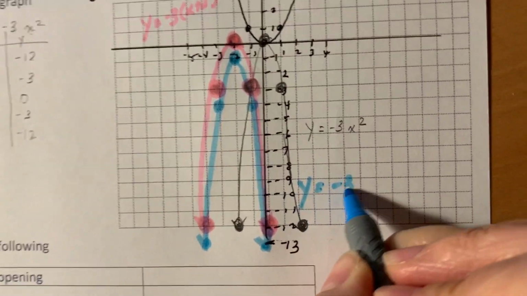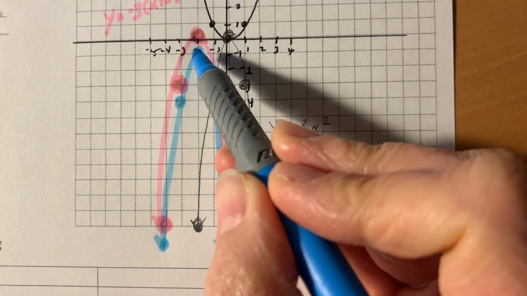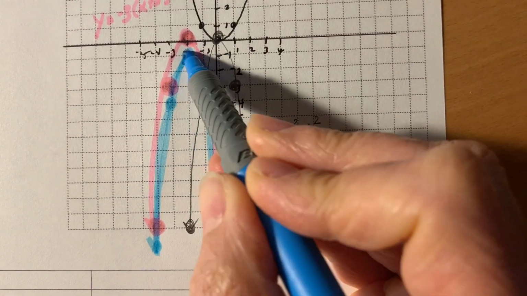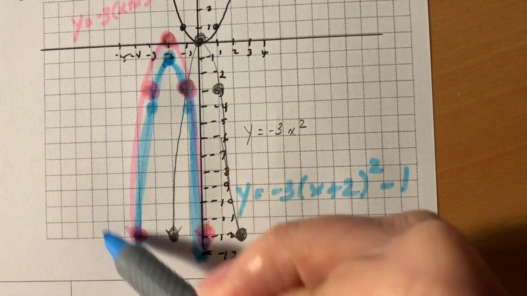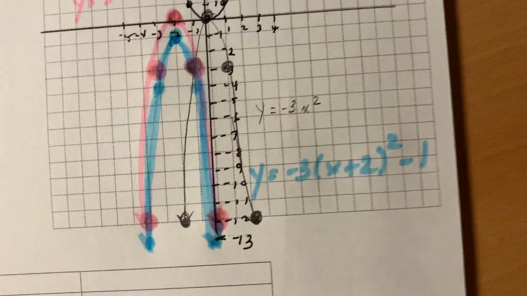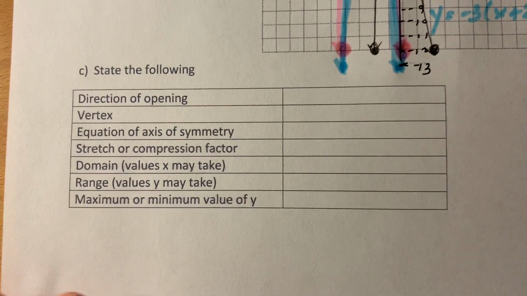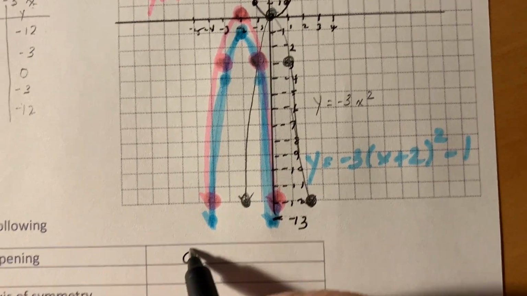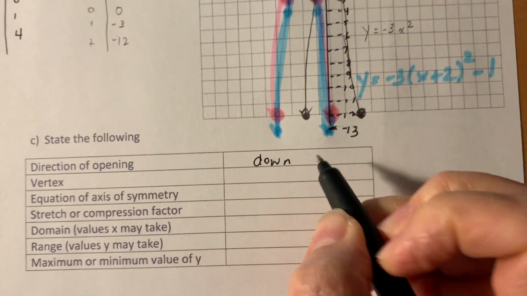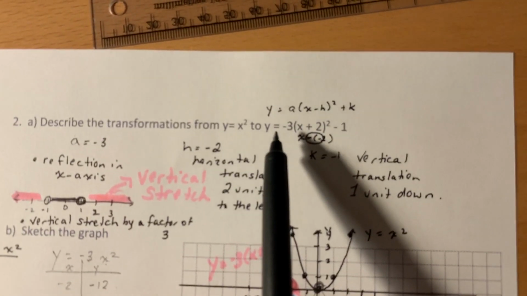y equals -3(x plus 2) squared minus 1. And the properties that we're going to go over is the final graph, the blue one. Okay, so let's look at these properties again. Direction of opening. So we go to the blue graph. What direction is it opening? It opens down. Again, I know that because my A value is negative.